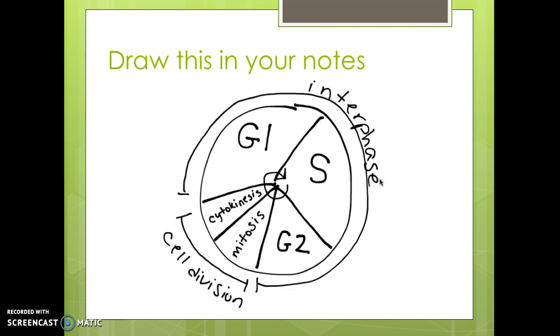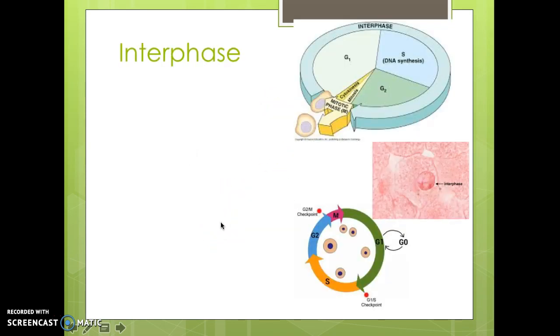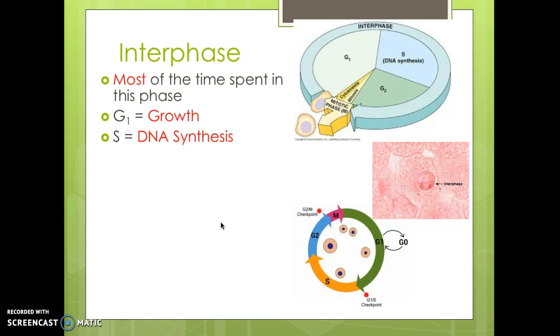So here is an image that I drew, because I find that sometimes when you look at images online, you're like, how do I draw this? Well, here it is. I drew it for you right here. So here, G1, S, G2, that makes up interphase, which is when the cell grows and develops, then mitosis, and cytokinesis. So interphase. Most of the time is spent in this phase. G1 stands for growth. S is for DNA synthesis, where the DNA is copied. G2 is when the cell prepares for division.